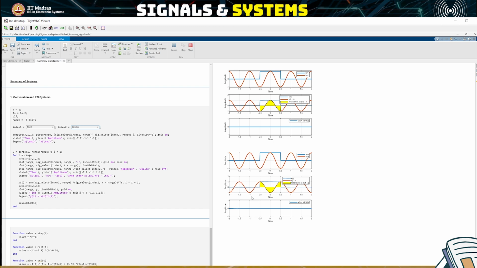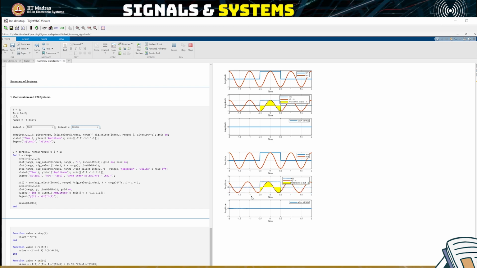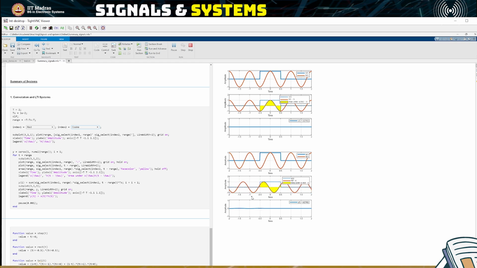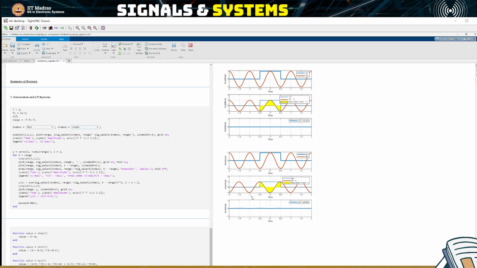As you can see here, the cosine signal is time reversed and it is moved from left to right. But you don't see anything moving simply because the cosine signal is infinitely long. You can see this movement happening, but the signal is actually infinitely long. But the output is now 0.